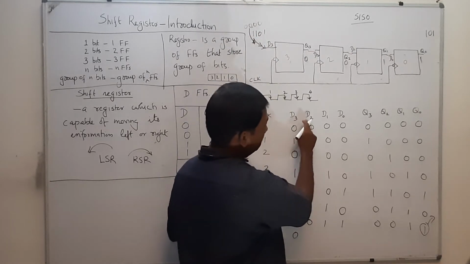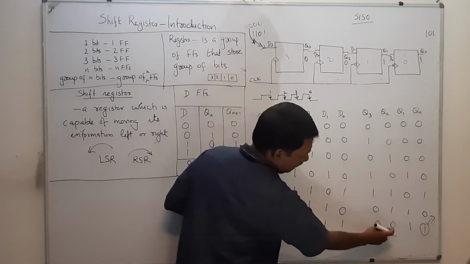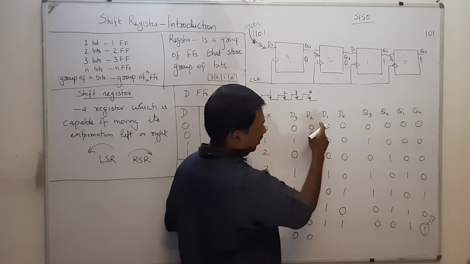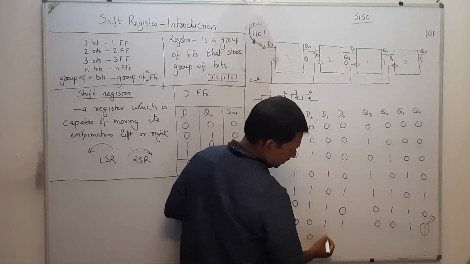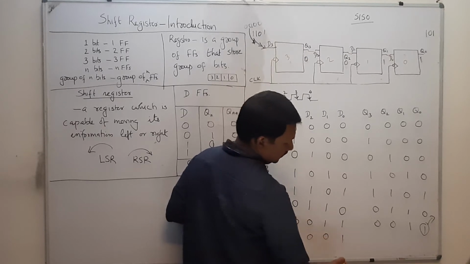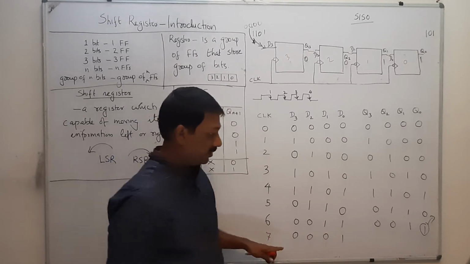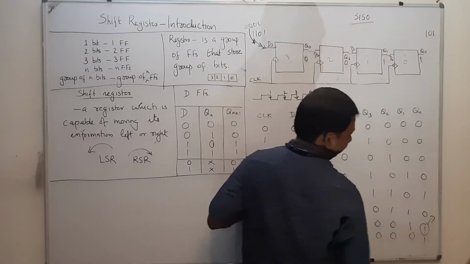Now what is D2? The previous value of Q3, which is 0. What is D1? The previous value of Q2, which is again 0, and this is 1. And when you are triggering this, what will happen? This will be 0, 0, 0, 1.